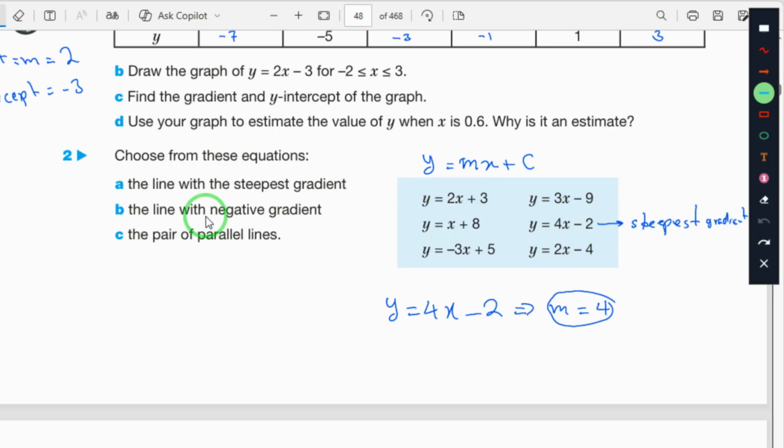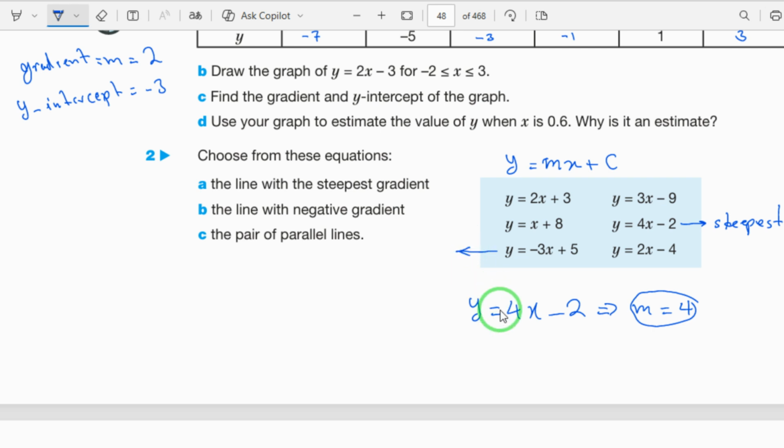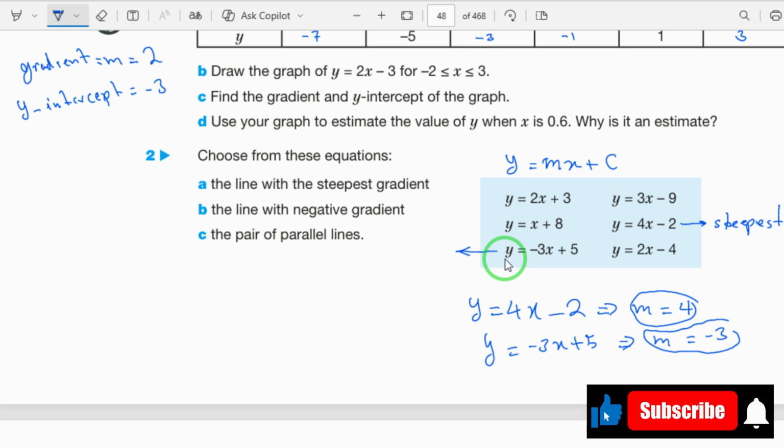Next one, the line with the negative gradient. Here we have this one, this line, because y is equal to minus 3x plus 5. So m is equal to minus 3. For that reason, this equation has the negative gradient.